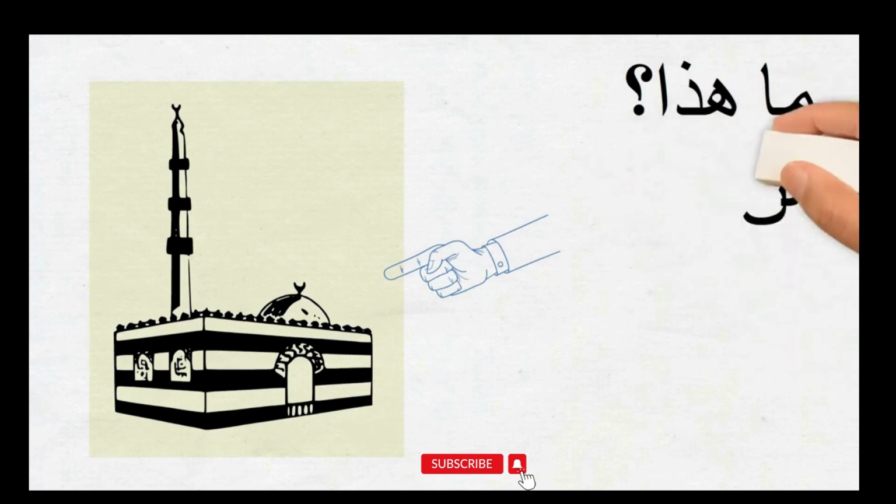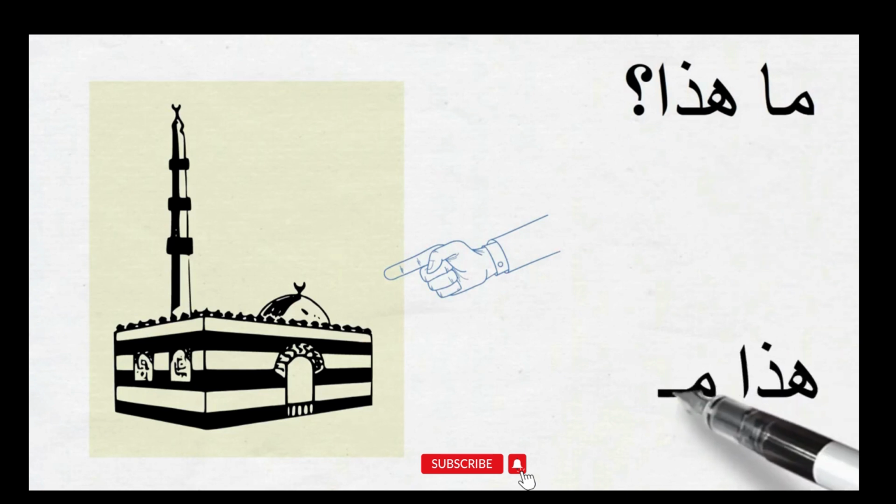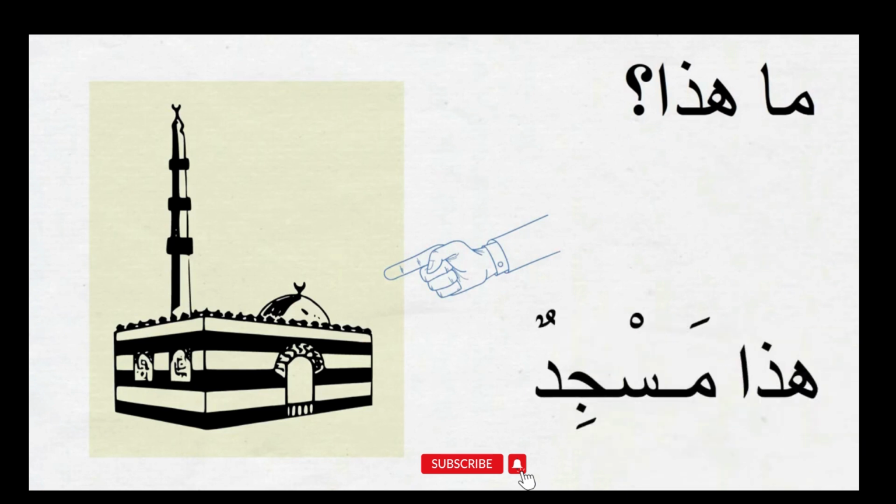It should be what is this? ما هذا. And the answer will be هذا مسجد, right? هذا مسجد.